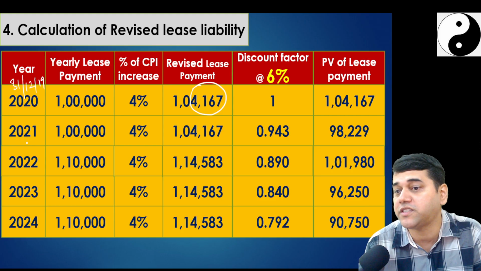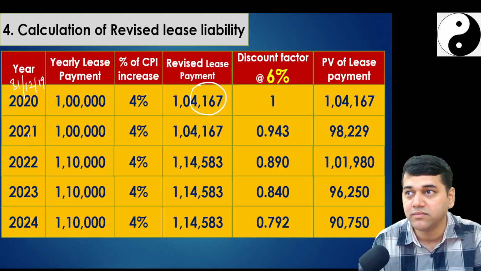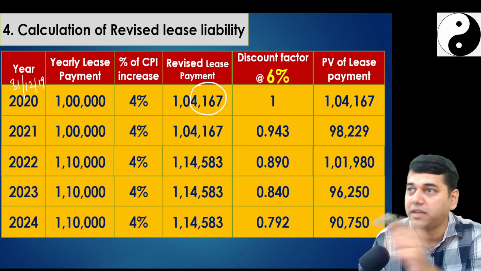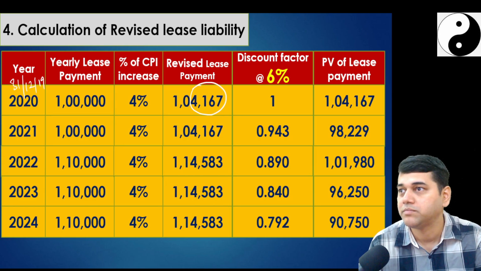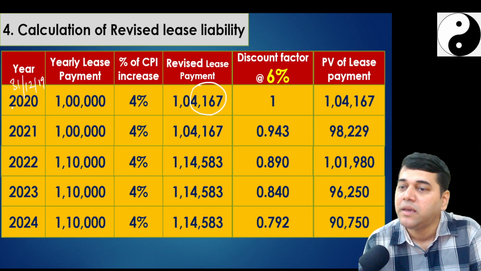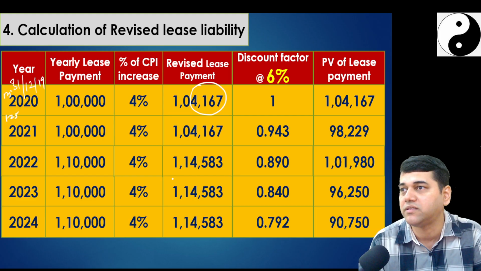Now comes 31st December or 1st January 2021. Now did the prices of the food and medicine change? Did the price of the food and medicine change? No. It didn't change. Why? Because what was my index? 125. Same index is 125 here.